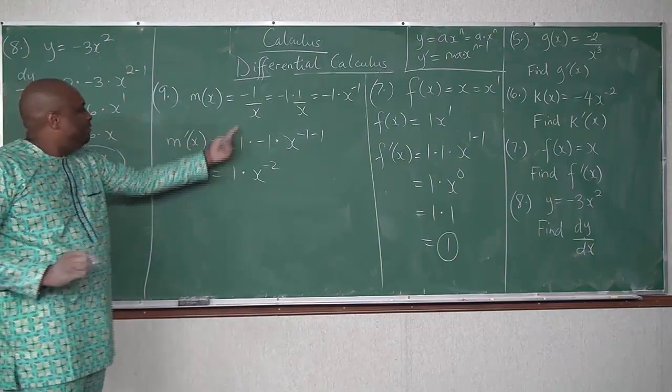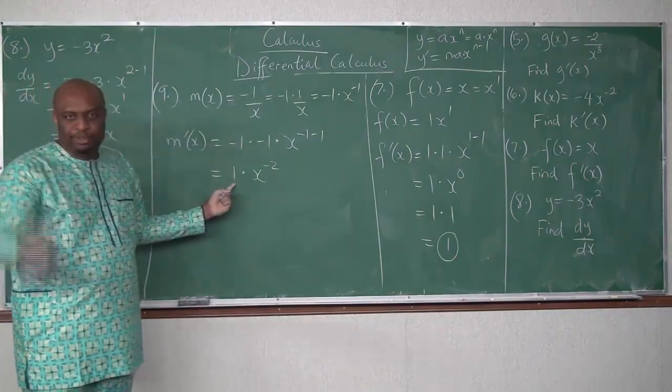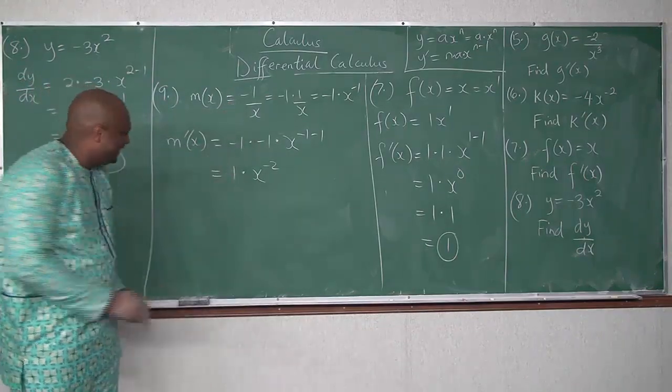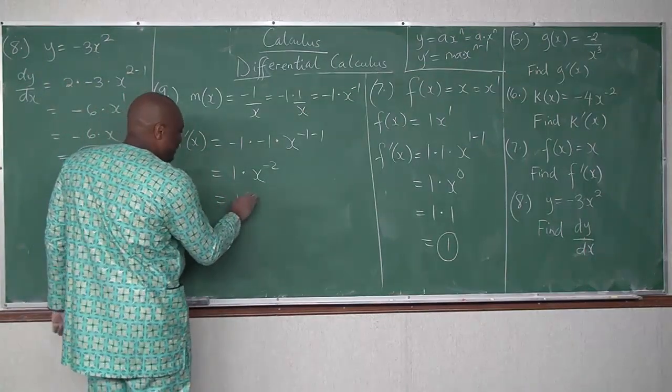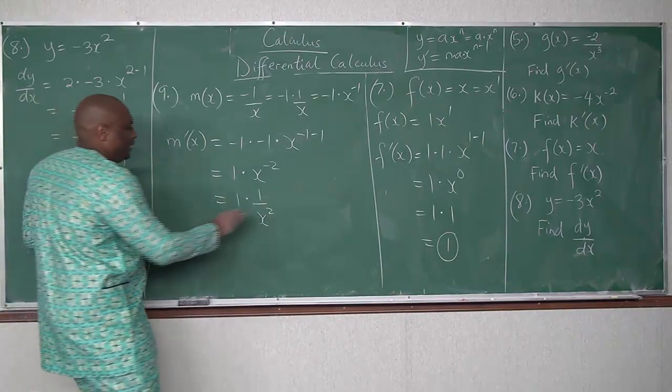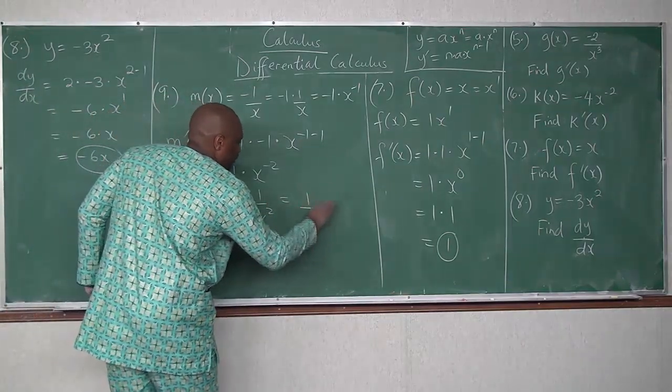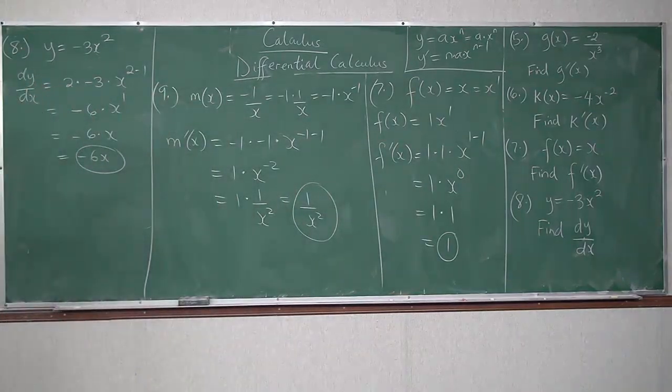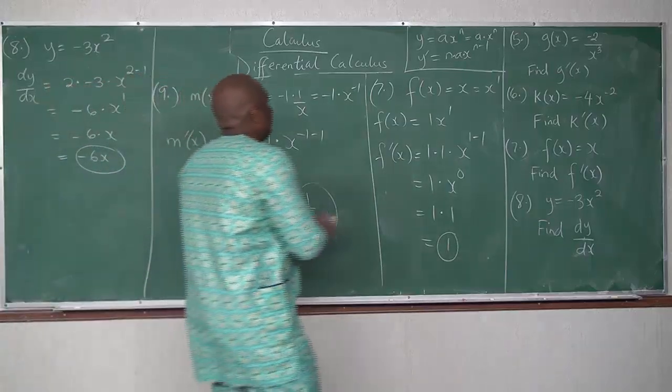Okay? They gave it to us in fraction. I'm going to give it back to them in fraction. So this is 1 times 1 over x squared. And that will give us 1 over x squared. That's it. Okay? Does it make sense? Step by step and you get it right. Question 10.